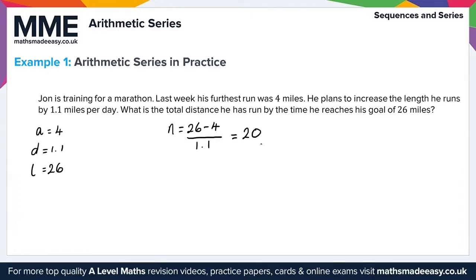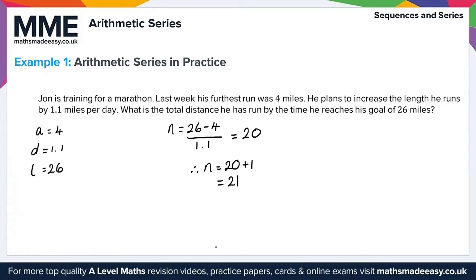But we have to be slightly careful here. Remember, we need to include the first day, which is 4 here, and we also need to include the last term as well, which was the last day, which was the goal of 26 miles. Well, we've already included the 26 miles here, so in that case we also need to include the first day, which adds another 1 onto our n here. So therefore n is actually equal to 20 plus 1 here, because we need to include the first term. So therefore n is actually 21 here.